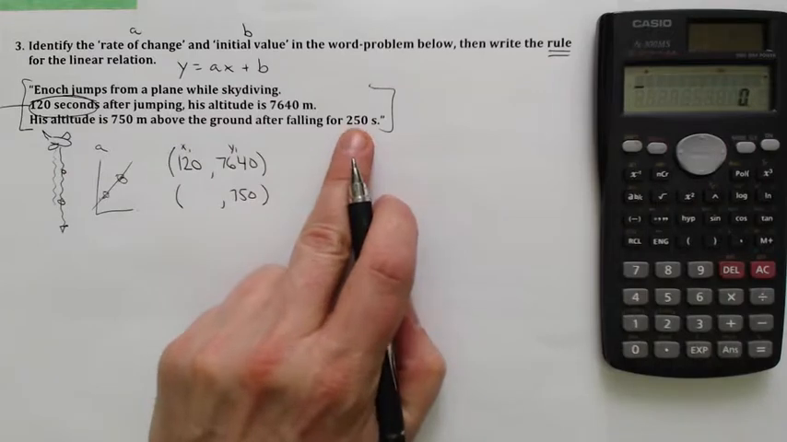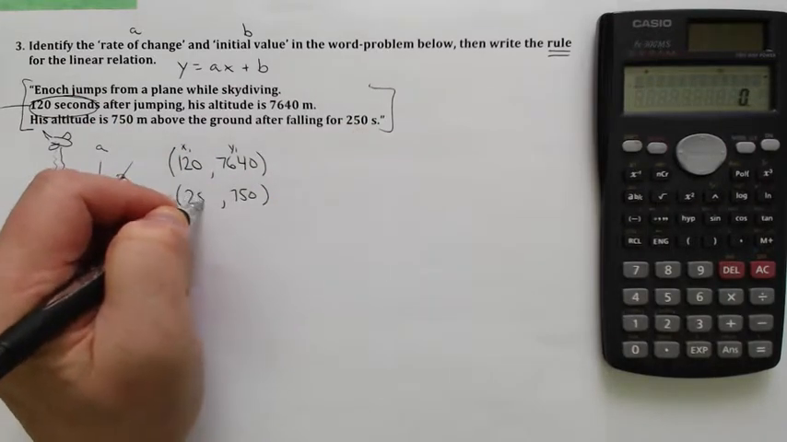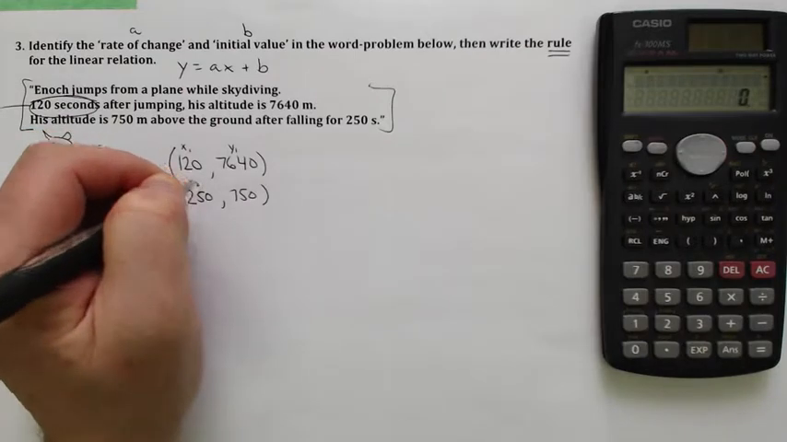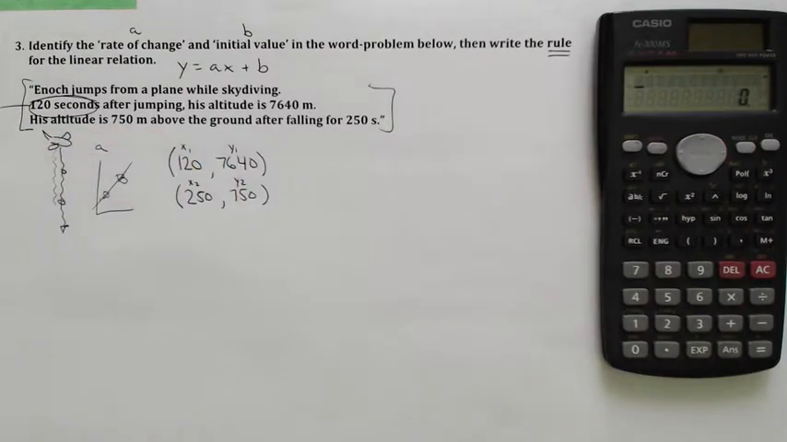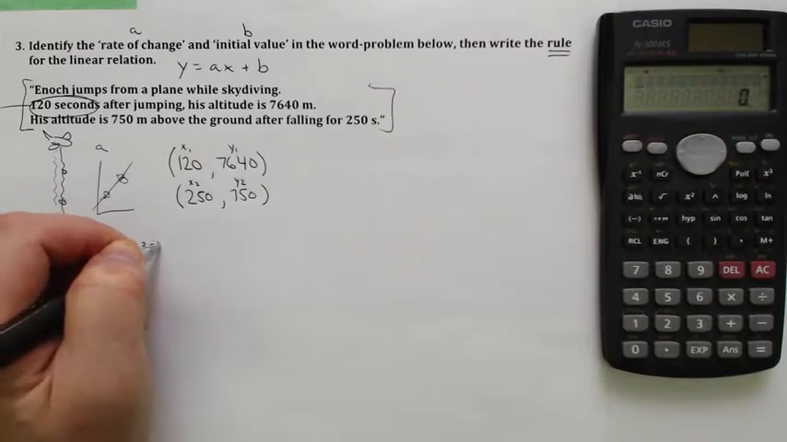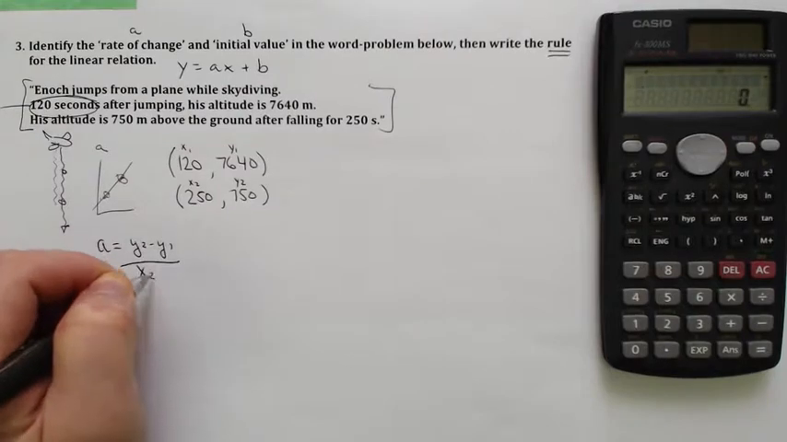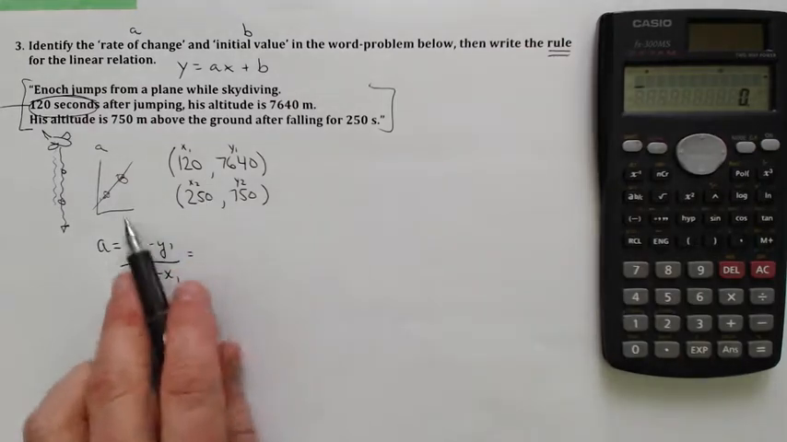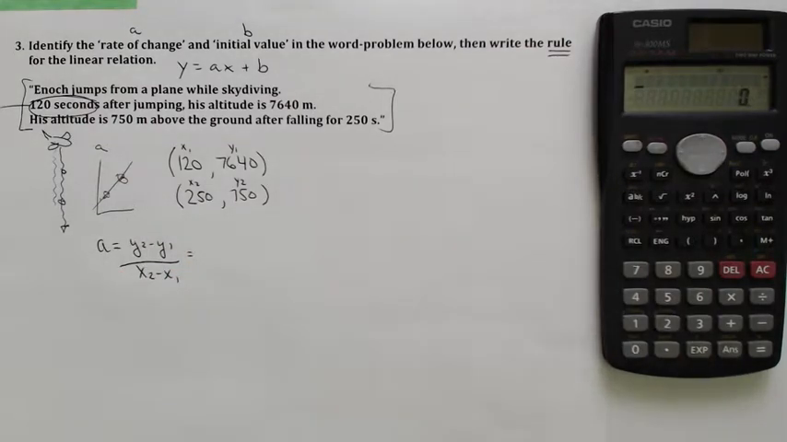And the time is still my x, 250. So that I could label as x2 and y2. Now what does this allow me to do? This allows me to calculate my A. Remember that A is equal to y2 minus y1 over x2 minus x1. And so now with some basic calculations, we can calculate the rate of change.